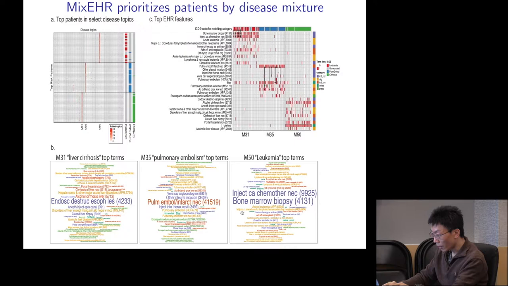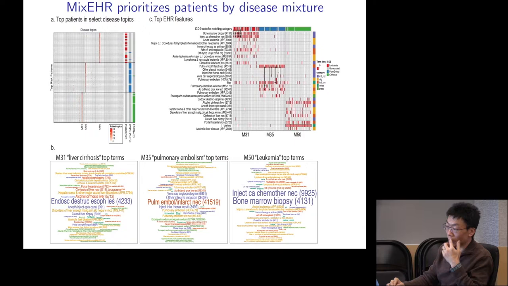All right, and then what we can do in terms of patient prediction. As I mentioned earlier, this is another illustration for three topics. We pick patients belonging to cirrhosis. These are the word clouds that describe cirrhosis, pulmonary embolism, and leukemia. We take the top 50 patients. The color bars indicate patients with a high score for leukemia, patients with a high score for pulmonary embolism, and patients with a high score for cirrhosis.